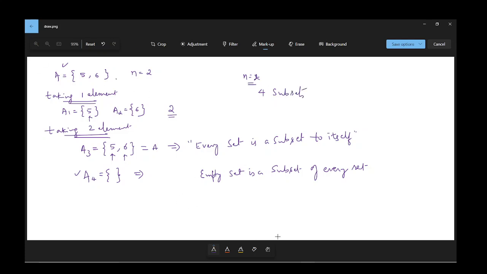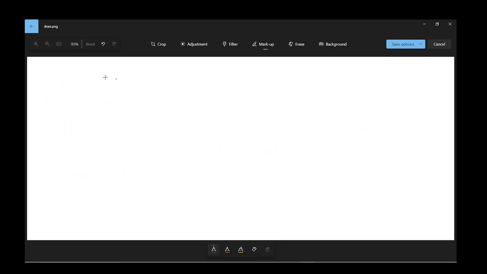Let us take one more example to understand it better. I'll take now three elements: 1, 2, and 3. So let us start generating subsets for A, taking one element at a time. A1 equals 1, A2 equals 2, A3 equals 3. So when you take one element at a time, the number of subsets we are getting is 3. How are we getting this 3?